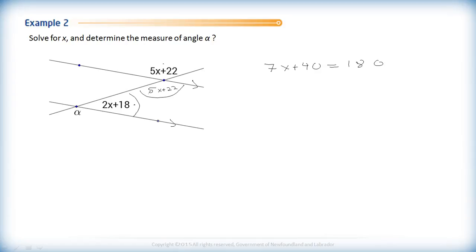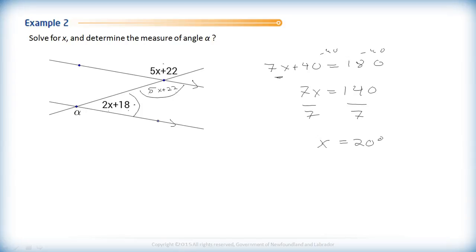So notice I added 5x and 2x to get 7x, and then 18 and 22 to get 40. So that means 7x will have to equal 140 degrees if I subtract the 40 from both sides there. And then dividing by 7, let's see, 14 divided by 7 is 2, so this will be 20 degrees. So x is going to be 20 degrees.